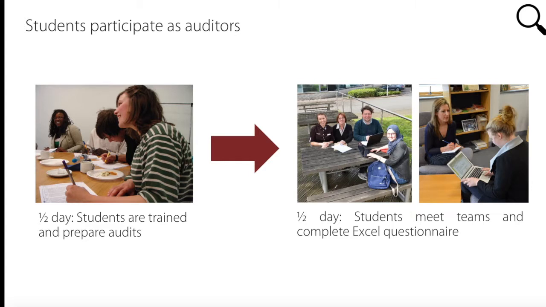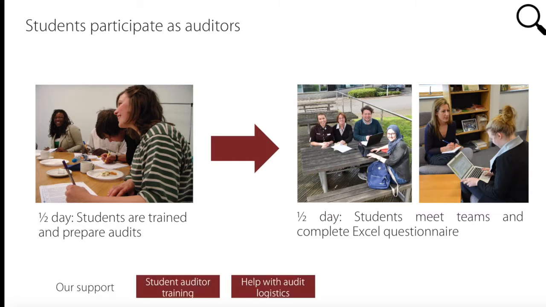And then the second part of the day is where students go out and meet with the different teams, and they complete an Excel questionnaire, so that in the end, you as the Green Impact Delivery team can basically see if teams need to still submit any further evidence, or if they're fine, and can just basically have completed the Green Impact program for that particular year. Our support with the student auditor training is to deliver the student auditor training and to help with the audit logistics, like downloading all of the evidence of the different individual Green Impact teams and provide you with that information so that you can give it out to the student auditors.